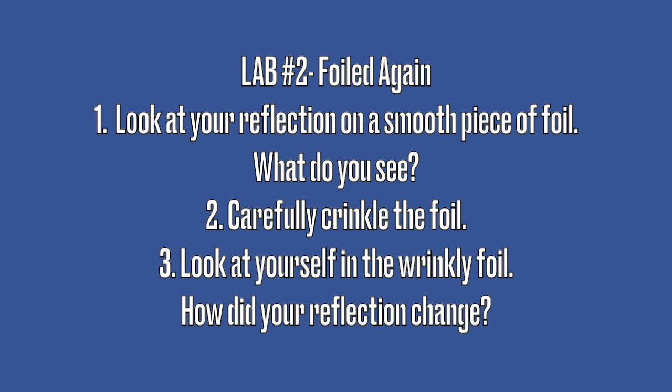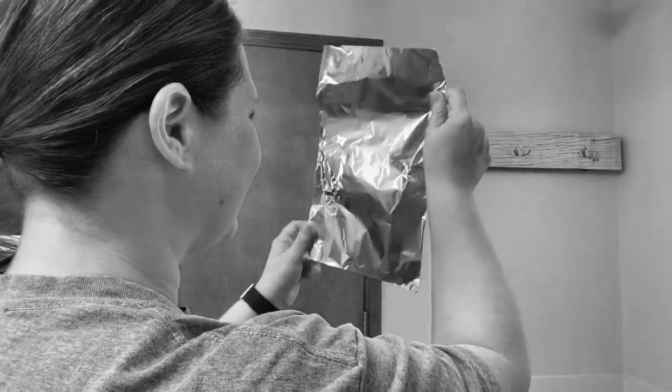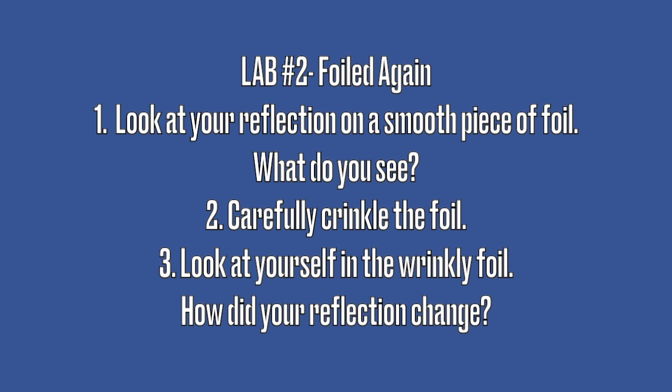Next up, we're going to talk about our second lab, foiled again, and our results. First, you were supposed to look at your reflection on a smooth piece of foil. What did you see? You should have been able to see your reflection in that foil when it was smooth. Next, you had to crinkle the foil and then look at your reflection in the wrinkly foil and see, how did your reflection change?